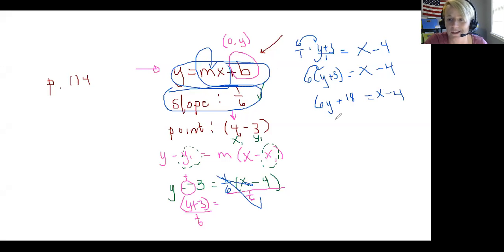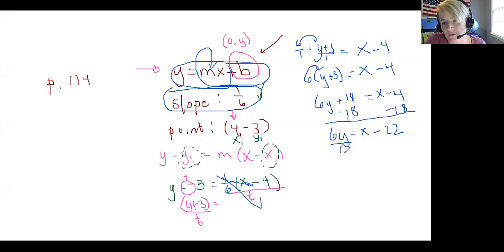So I kind of want to just start moving stuff around. I want to get rid of this 18. So I'm going to subtract it on both sides. So now I have 6y equals x minus 22. Now this says 6 times y, so I'm going to divide by 6. I'll divide by 6 here. This is a 1x in case you guys were wondering. So I'm going to end up canceling these out.